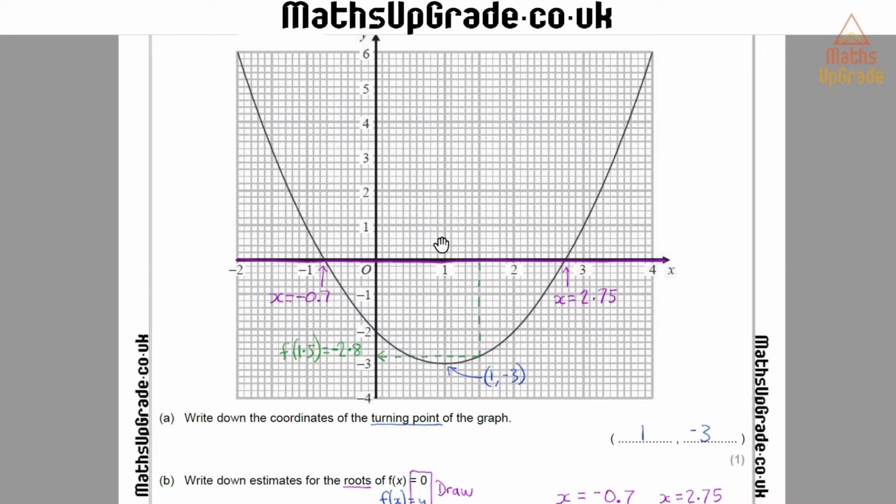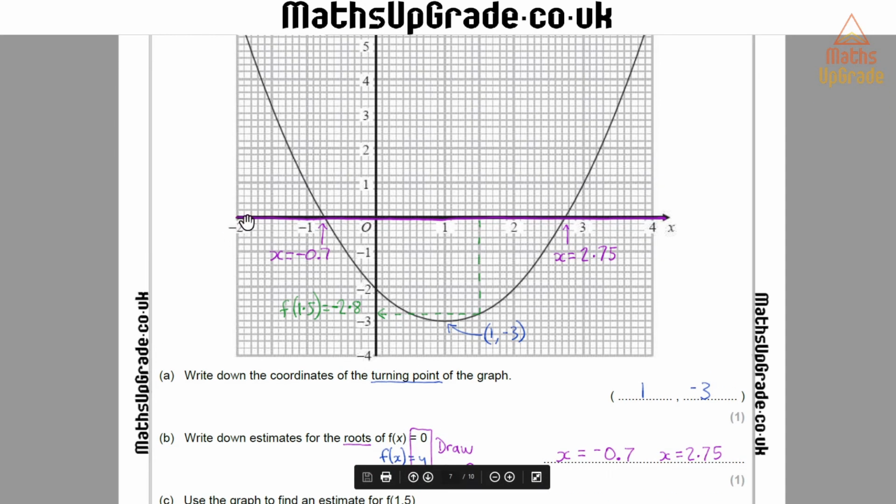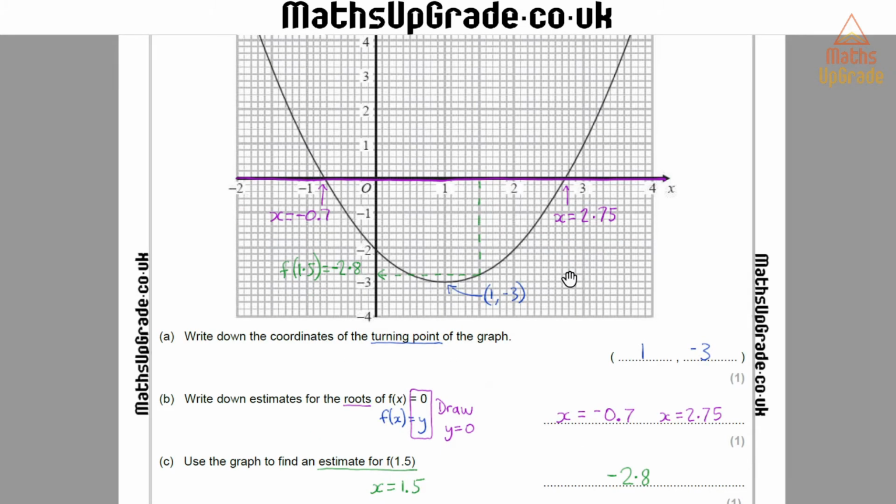Next part, we need to write down estimates of the roots of f of x equals 0. So I'm writing the equation underneath. The equation of the graph is y equals f of x. The roots of f of x equals 0 are going to be where y equals 0. So let me draw y equals 0. That's the x-axis here. So wherever the curve intercepts the x-axis, that's where the roots are. So here you can see x equals negative 0.7 and x equals 2.75.